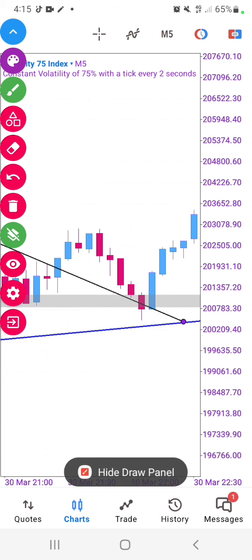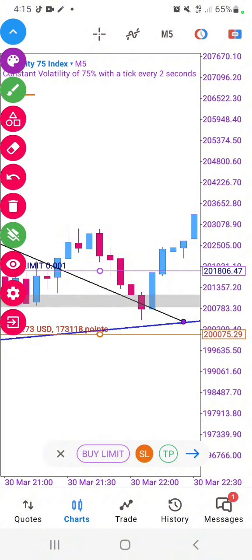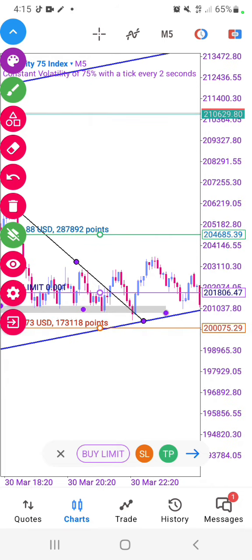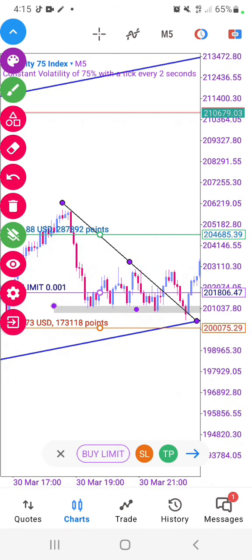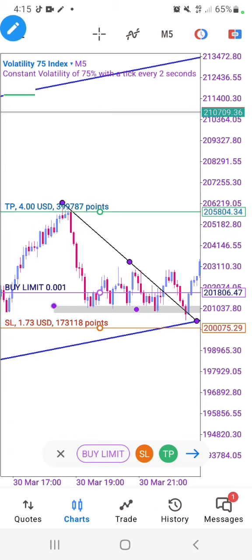So if this was your entry, and this is your stop loss, then we target 1 to 2. We can see very well that we are losing how many dollars? Let me see. We are losing 1.7, almost, let's say 2, and to make 4. Are you getting the point?